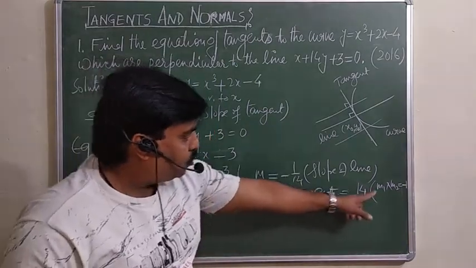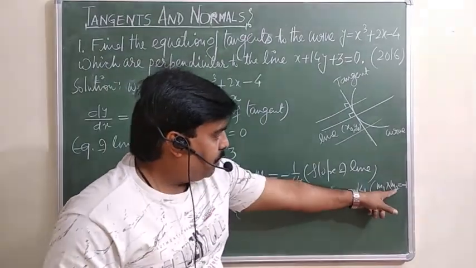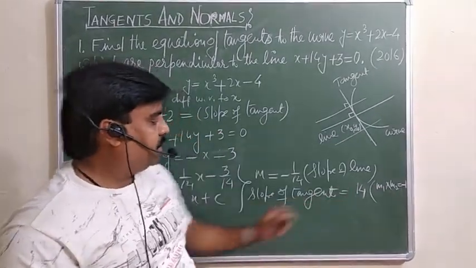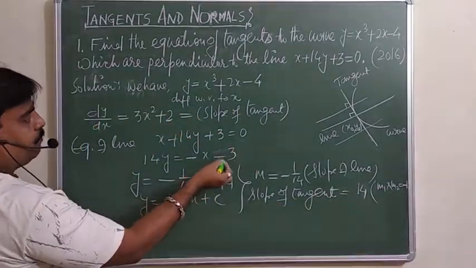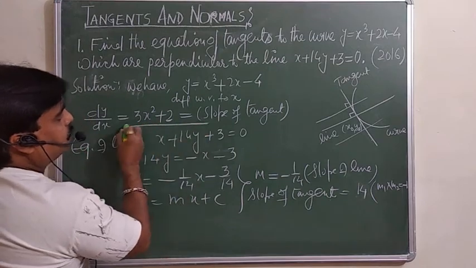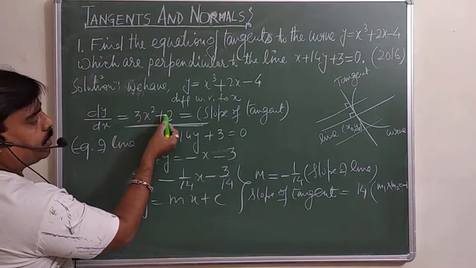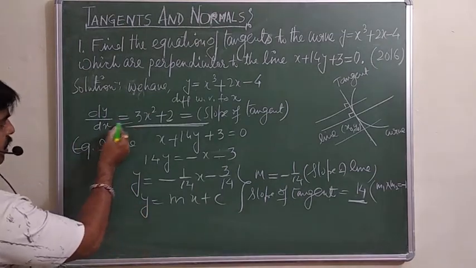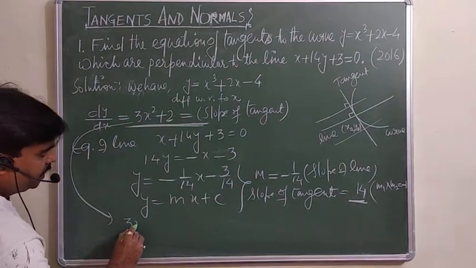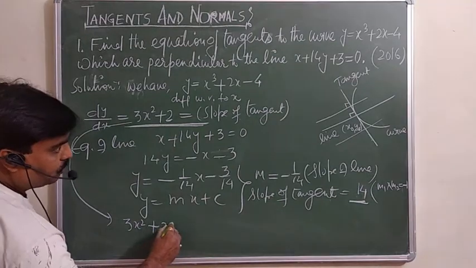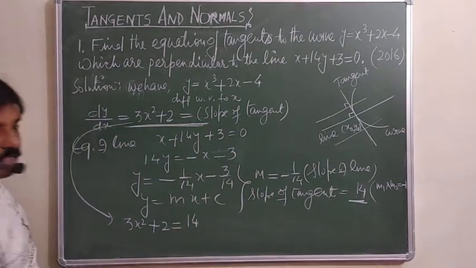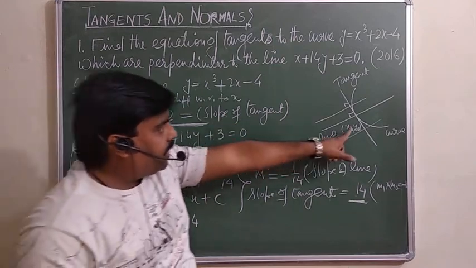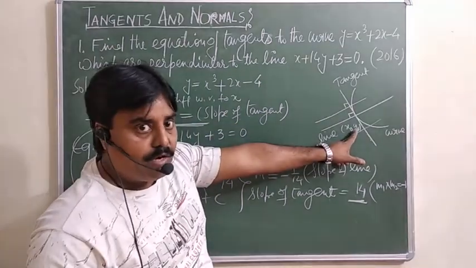So if I take this as m1, then m1 into m2 is equal to minus 1, and you will get the slope of the tangent as 14. But what is the slope of the tangent? Look at here now. This 3x square plus 2 will be equal to this one. So from here you can find that 3x square plus 2 is equal to 14. For the slope of the tangent, let the point be x0, y0.